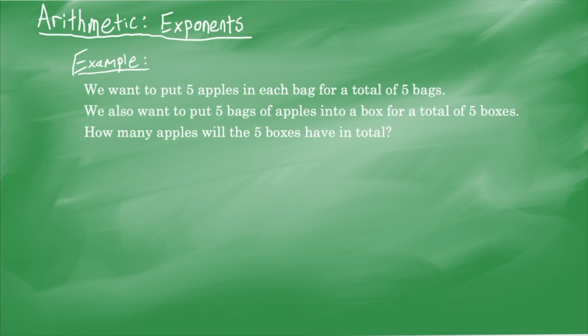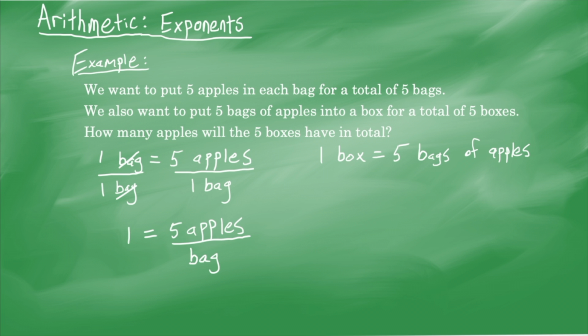Let's do an example. We want to put 5 apples in each bag for a total of 5 bags. We also want to put 5 bags of apples into a box for a total of 5 boxes. How many apples will the 5 boxes have in total? So we know 1 bag is equal to 5 apples, and 1 box is equal to 5 bags of apples.